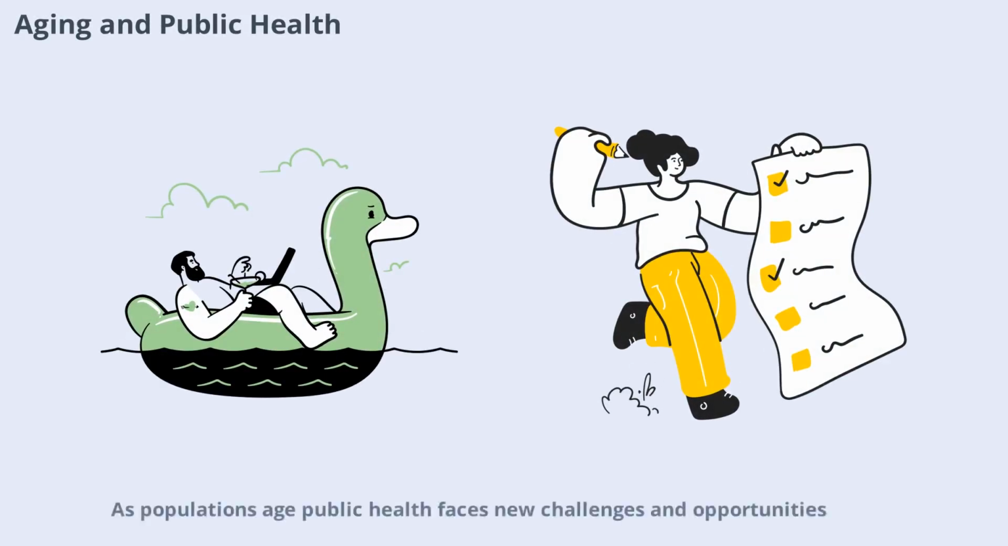As populations age, public health faces new challenges and opportunities. Older adults may have unique health needs, such as managing chronic conditions or preventing falls. Public health programs promote healthy aging through screenings, physical activity, and social support. By addressing the needs of older adults, we can help people live longer, healthier lives.